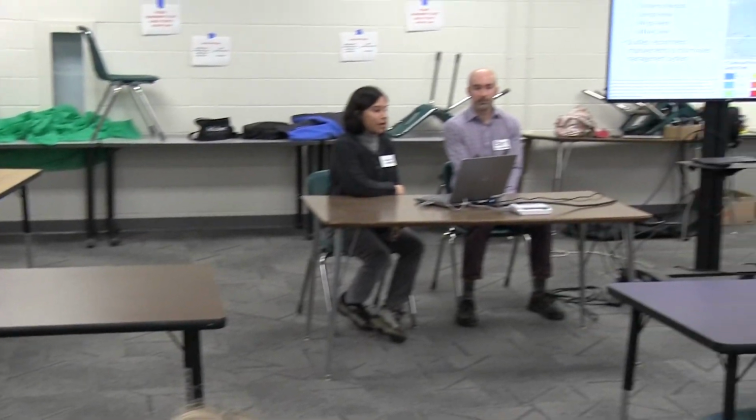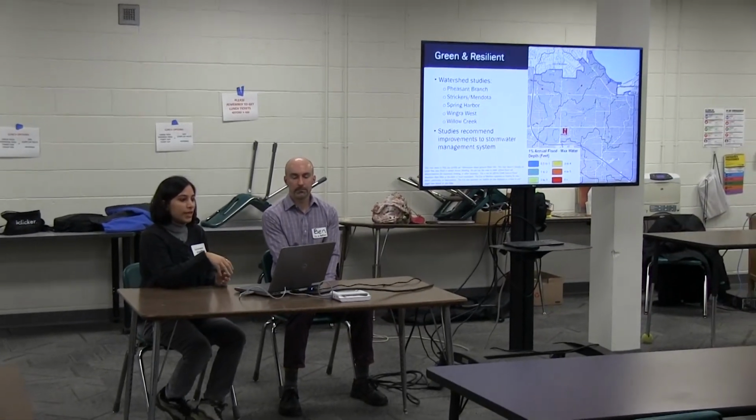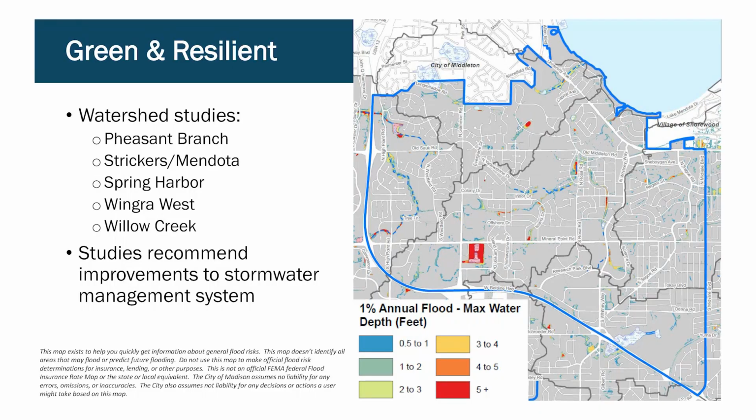Thanks, Sarah. Also under green and resilient, we'll be looking at the watershed studies that the city is currently working on. Since the 2018 floods, city engineering has proactively worked on watershed studies across the city to identify flood risk and also provide recommendations on what improvements could be made to the stormwater management system to make it more resilient so it can endure some of the extreme rain events that the city is experiencing. So we'll be referencing those watershed studies as we work on this planning process.